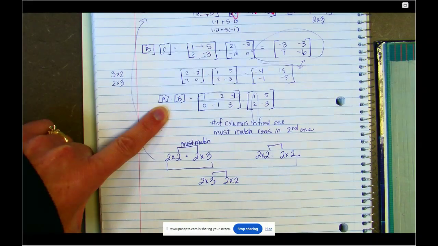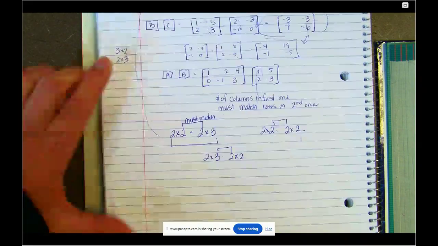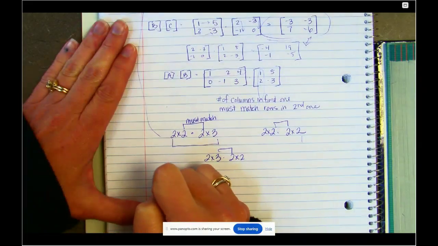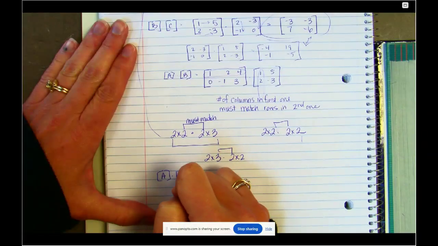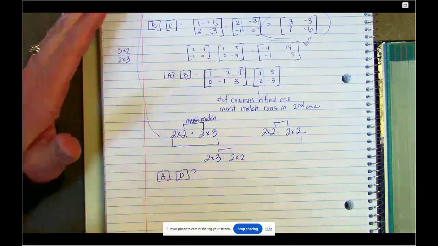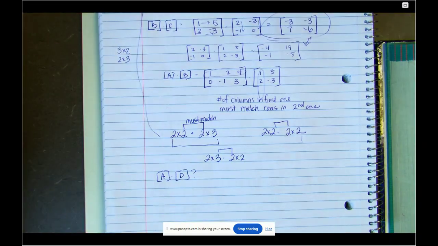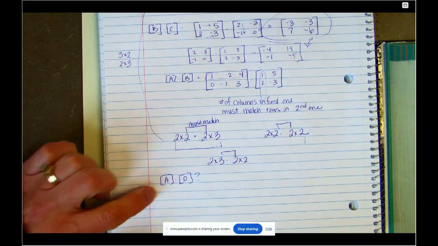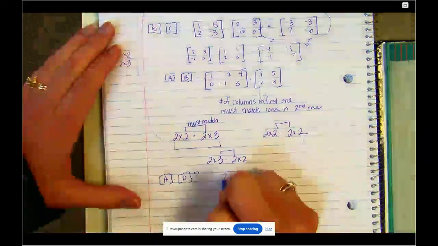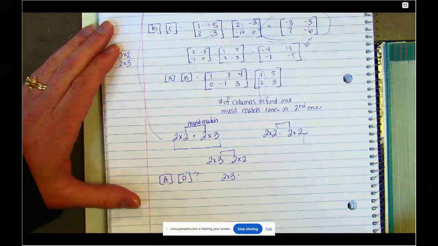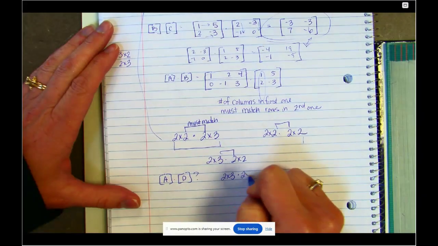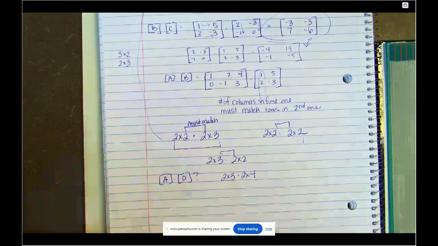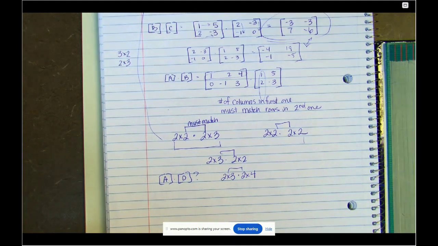So take a look at the ones that we have at the top. My question to you is, can I multiply A times D? What are the dimensions of A? 2 by 3. What are the dimensions of D? 2 by 4. Okay, that's a no-go. These are not the same.